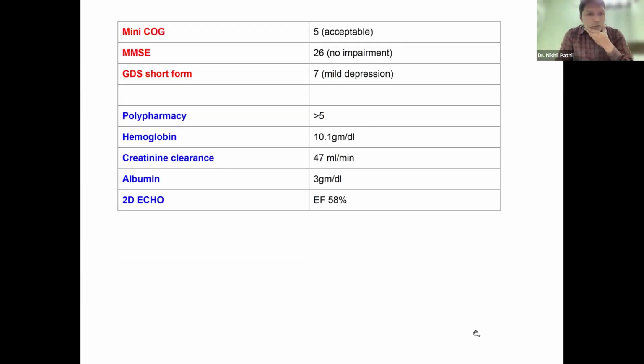In terms of the cognitive domain, again, this was also reasonably okay. He had no impairment in terms of cognition. However, on the geriatric depression scale, he had mild depression, which was already known. He was already on medicines for that. In terms of the organ reserve, his hemoglobin was 10, creatinine clearance was moderately reduced, 47 ml per minute. His cardiac function was also fairly okay.